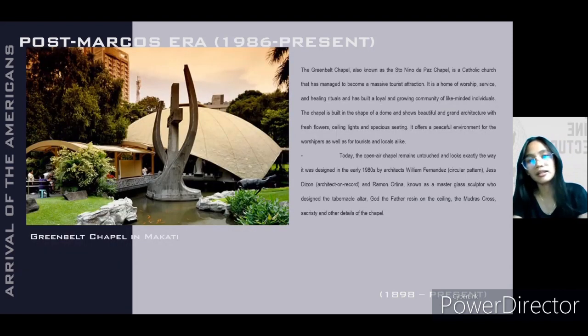Next is Greenbelt Chapel, or mas kilala natin bilang Santo Niño de Paz Chapel. Isa siyang Catholic church, a home of worship service and healing rituals. Ngayon, the open-air chapel remains untouched and looks exactly the way it was designed noong 1980s.